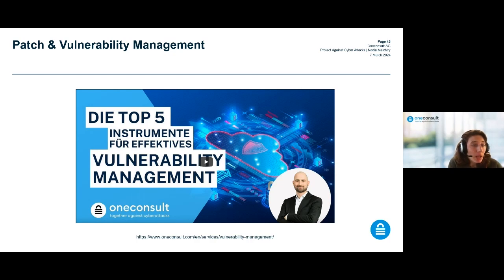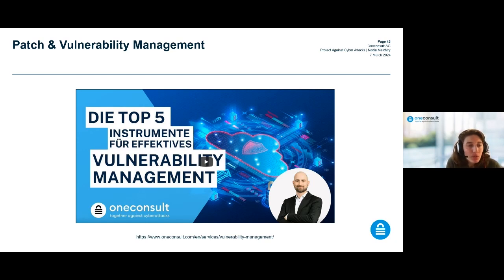So to help with fixing vulnerabilities, you can introduce patch and vulnerability management. Vulnerability management is a process of identifying, assessing, prioritizing, and if necessary, fixing vulnerabilities. So establishing vulnerability management is highly recommended. Its core task is to regularly check systems for vulnerabilities and recognize and fix them before they can be exploited. And this can be done manually or automatically with tools like scanners.